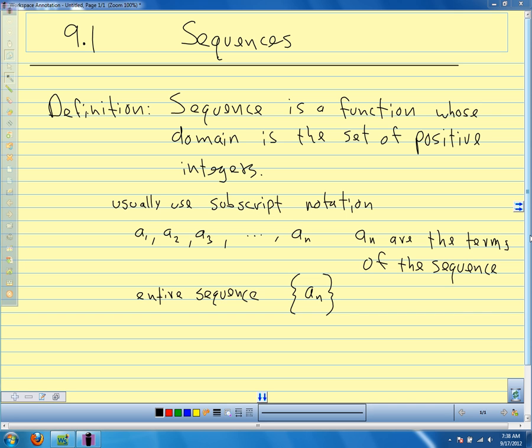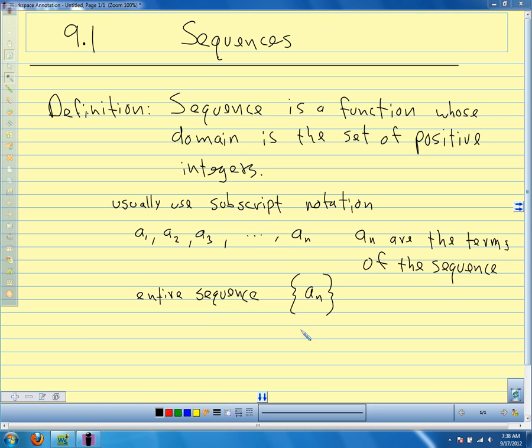Our subscripts are always going to be positive integers. Sometimes we'll use 0 as a subscript, so we'll use the positive integers and 0. So I guess in that case we'd say non-negative integers. But this definition will hold us for what we're doing. So just for notation, a sub n is a term. The entire sequence is in braces.